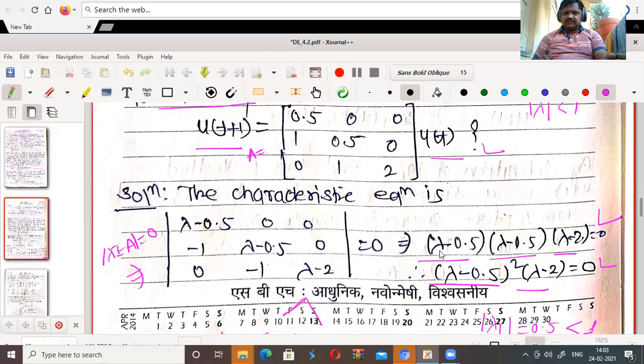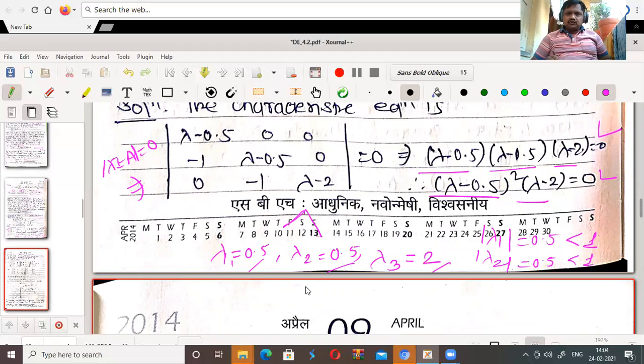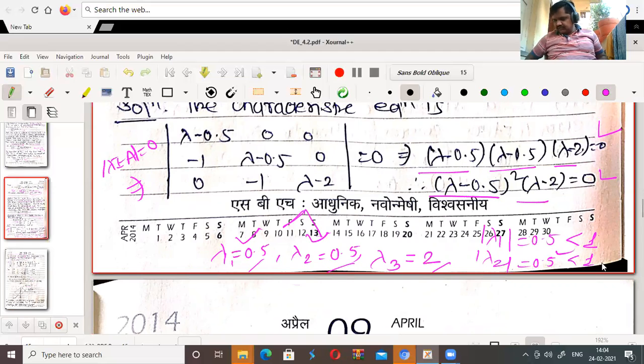The characteristic equation becomes (lambda minus 0.5) into (lambda minus 0.5) into (lambda minus 2) minus 0. All other terms are 0, so we get this as the characteristic equation: (lambda minus 0.5) whole square into (lambda minus 2) equal to 0. Okay, so we get three eigenvalues here: lambda 1 equal to 0.5, lambda 2 equal to 0.5, and lambda 3 equal to 2. From these three eigenvalues, we got two eigenvalues whose modulus is less than 1.